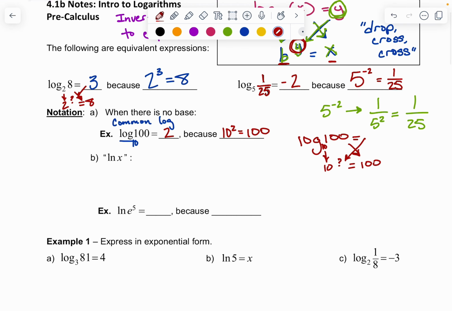We also have ln, which is the natural log. This whole concept is a little mind-blowing in itself, but ln is the same thing as log with a base of e. So if we put that to the x, log e to the x. Anytime you see this, this is what it means: log with a base e and your input of x.